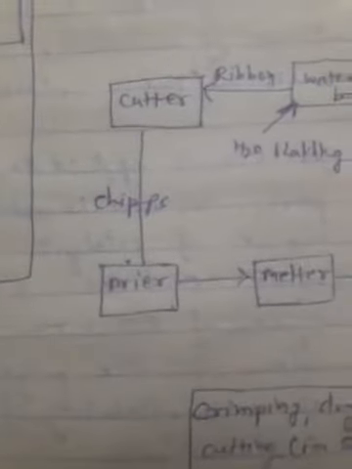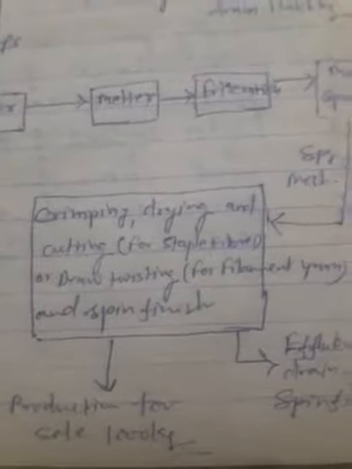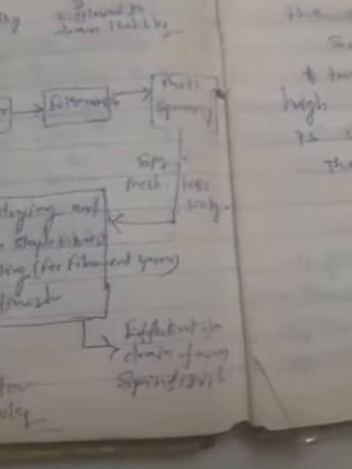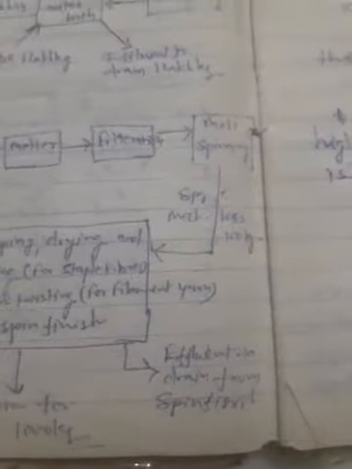These chips are dried to remove the moisture, and then go for melting and filtering, and melt spinning is carried out. Then there are the basic post-spinning operations, maybe crimping, drying, cutting, or draw twisting for the filament yarns, and spin finish is one of the operations carried out during post-spinning. And for the production of 1000 kilogram, about 100 kilogram of spinning and mechanical losses may occur.